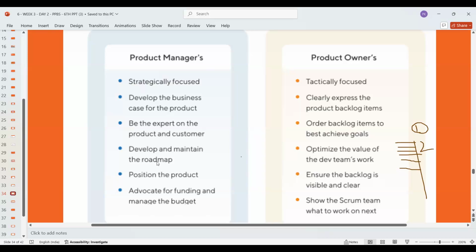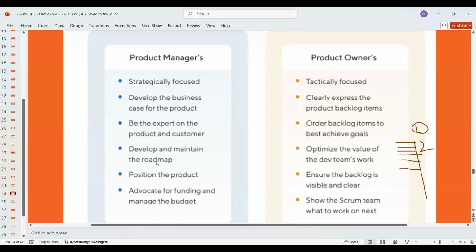Whereas the product owner's lookout is very straightforward. They have to know: we have completed this sprint, what are we looking at in the next sprint? How do we develop the next sprint? What are the backlog items that we need to take up? What is the priority? What is the customer asking? If you ask me, they are very quick, on point and delivery focused. Whereas the product manager is, I would say, product focused and delivery focused.